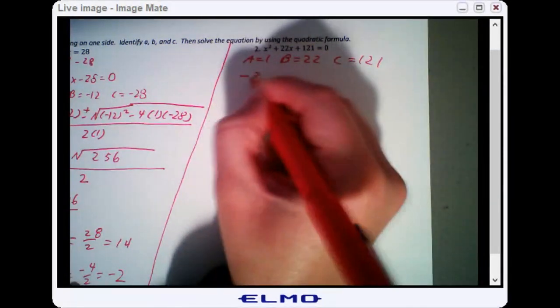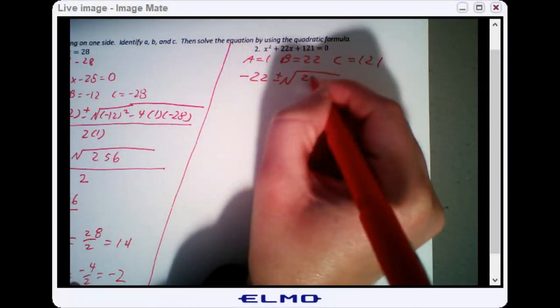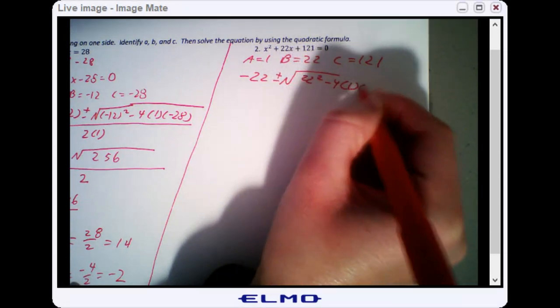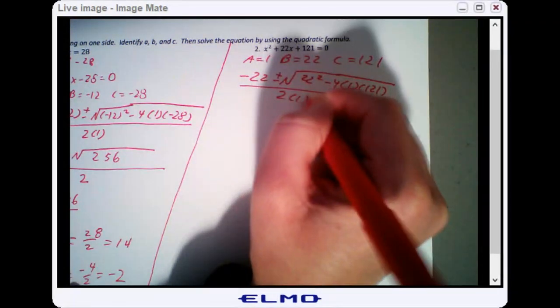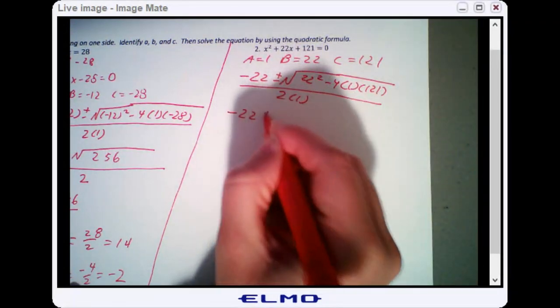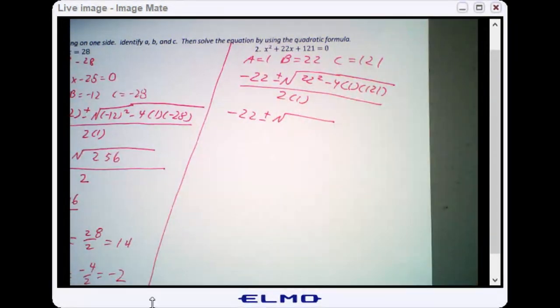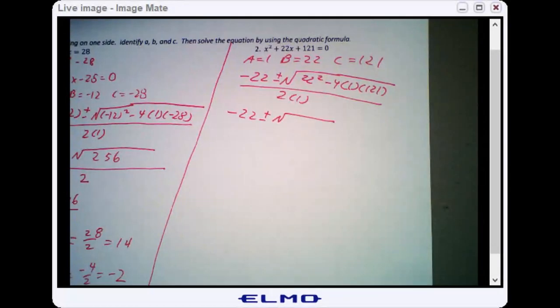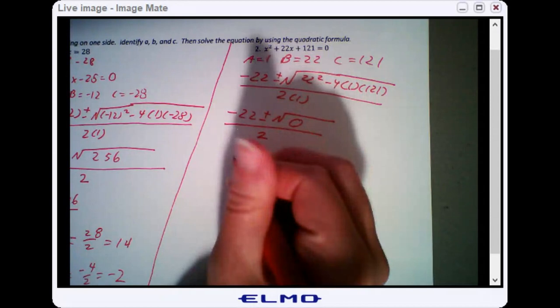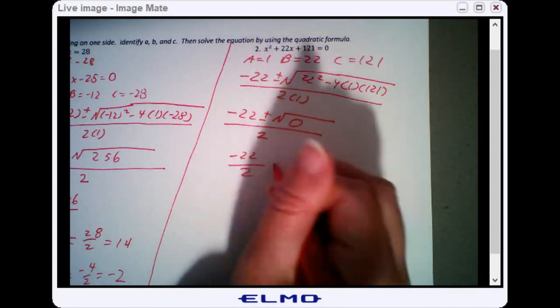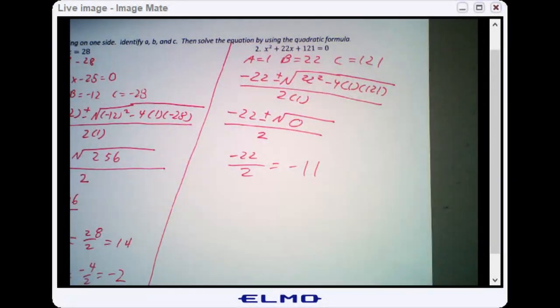So negative 22 plus or minus square root 22 squared minus 4AC all over 2A. You get 22 plus or minus square root of 0 all over 2. Square root of 0 is just 0, so we're going to get negative 22 divided by 2, which is negative 11. So this one has one real solution.